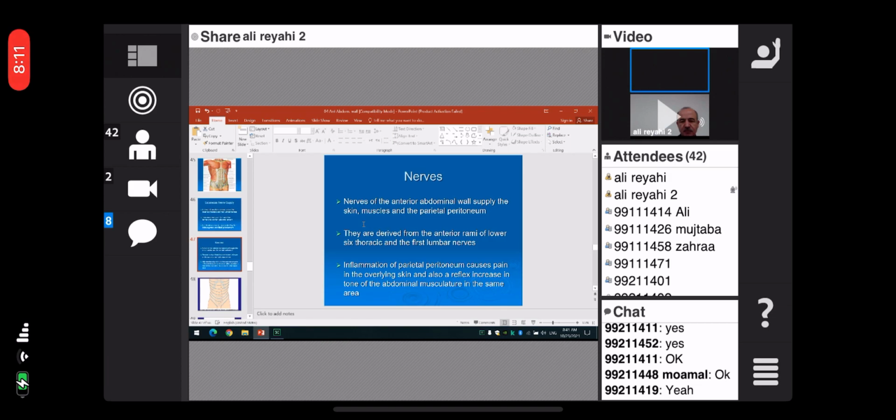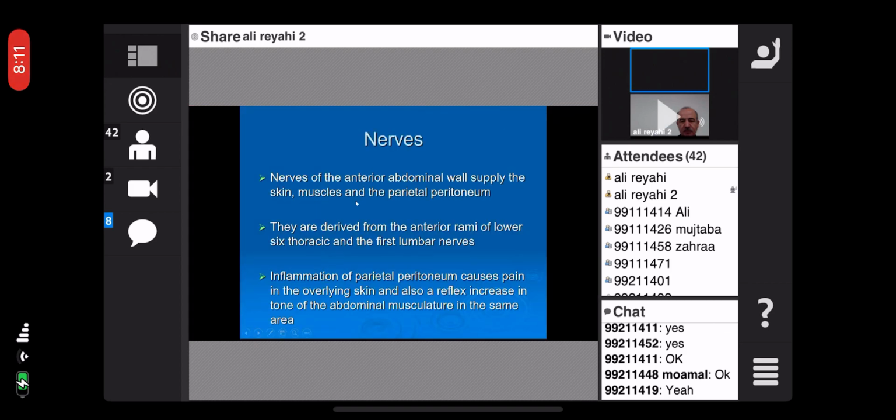We reach to the nerve of the abdominal wall, lower thoracic nerves and the subcostal. Okay. Attention please. The nerve of the anterior abdominal wall supply muscles and parietal peritoneum. Parietal peritoneum is innervated by the nerves that supply the anterior abdominal wall.